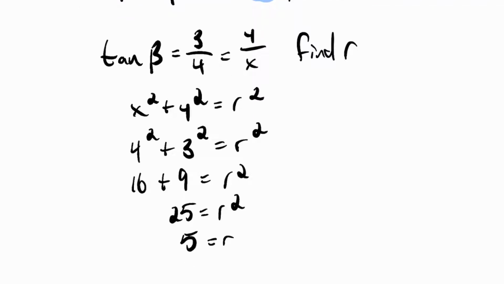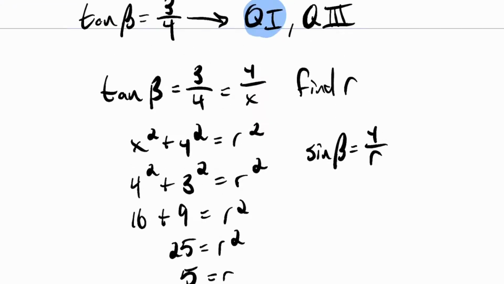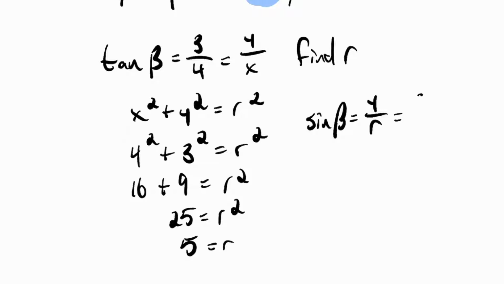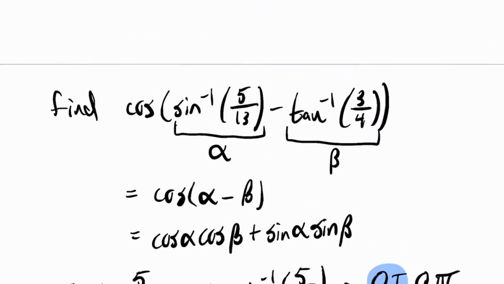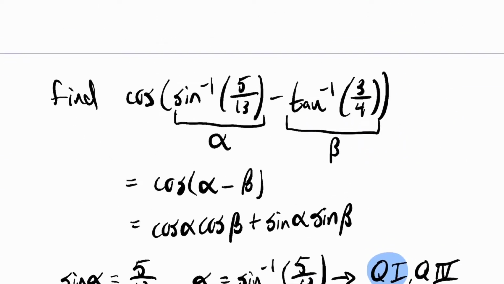So now that I know what r is, sine beta is y over r, and y was 3, so this is 3/5. And cosine beta is x over r, so this is 4/5. So now I know sine alpha, sine beta, cosine beta. So when I go to find cosine of alpha minus beta, as I said before, this is cosine. It was cosine, wasn't it? It was, okay. And it was minus, actually, my mistake.